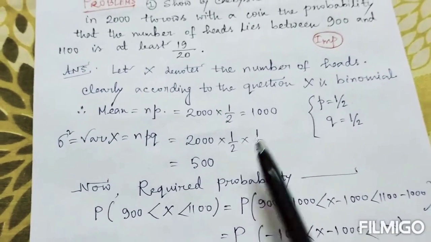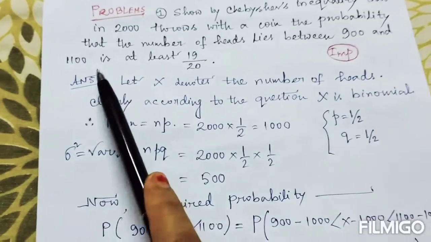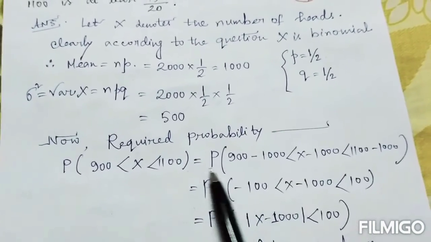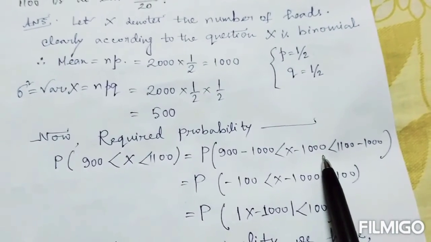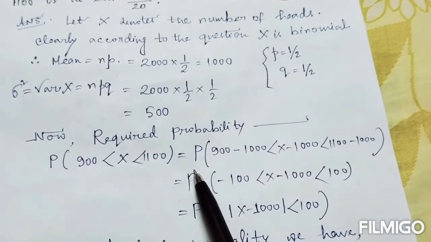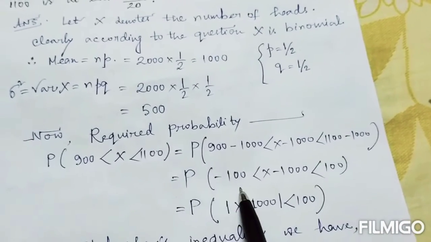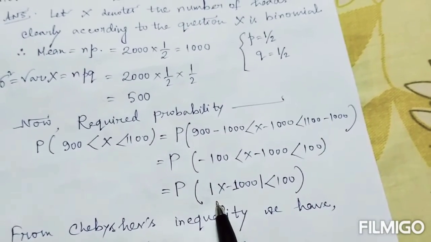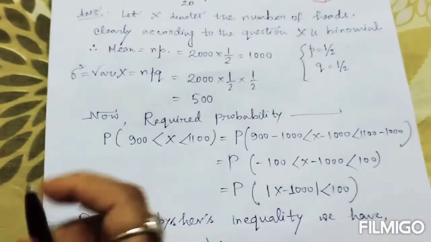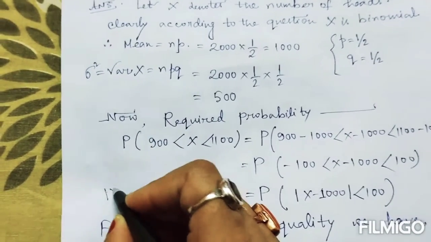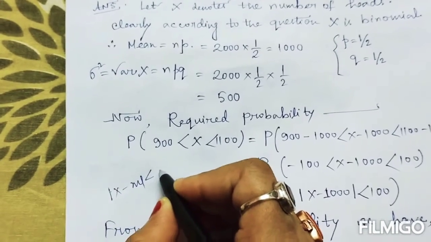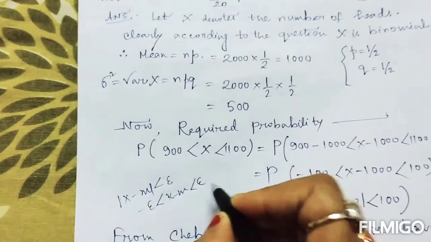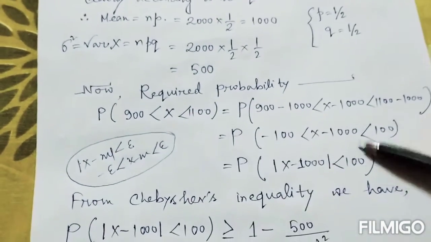Now the required probability: the number of heads lies between 900 and 1100, that is probability that x lies between 900 and 1100. We subtract 1000 from all three parts, that is probability of minus 100 less than x minus 1000 less than 100. This can be written as probability of modulus x minus 1000 less than 100, since we know that mod of x minus m less than epsilon means minus epsilon less than x minus m less than epsilon.